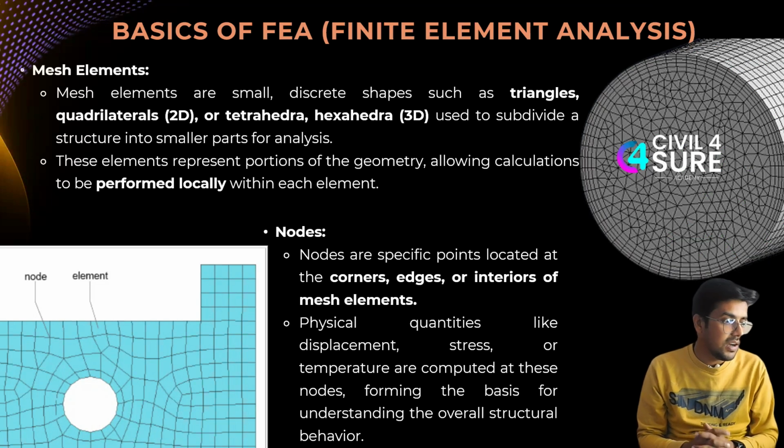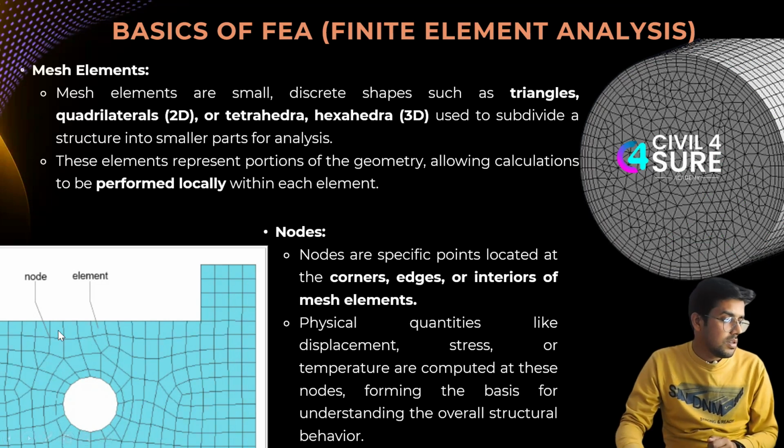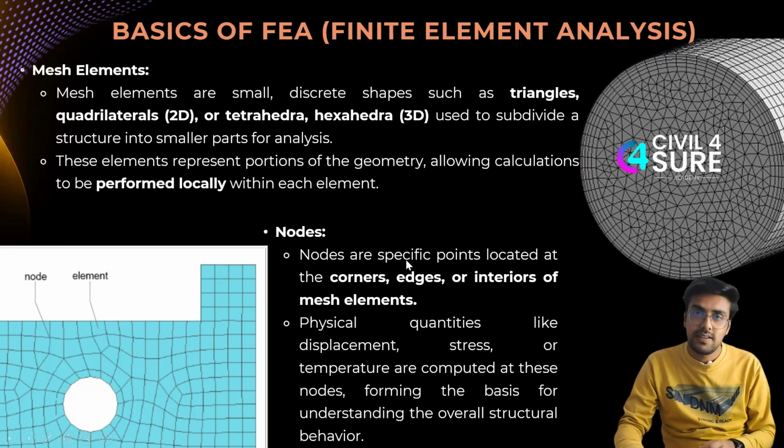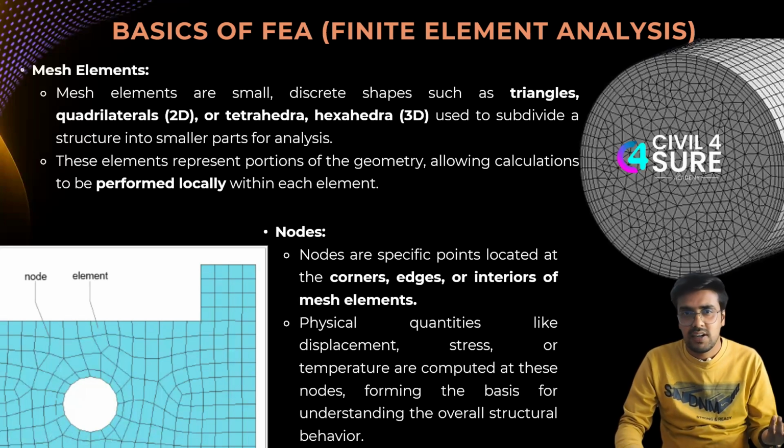Similarly, there is another thing that is known as element and node. You can see on the bottom left-hand side that when these two elements are getting joined, that point is known as a node, and the element itself is that particular mesh. So nodes are the specific points located at the corner, the edges, or the interior of the mesh elements, and physical quantities like displacement and stresses are going to be calculated at these nodes. So this is how it works.